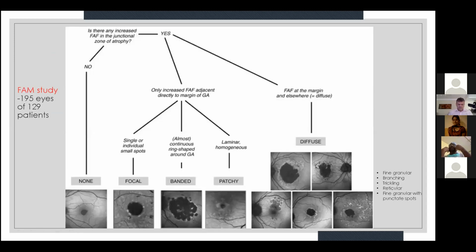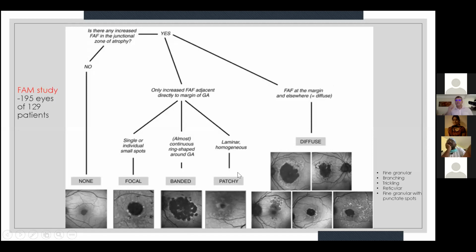There is a study called FAM, which is nothing but fundus autofluorescence patterns in ARMD patients. So they have studied 195 eyes in 129 patients, and they have grouped them into following types. So if there is an increased fundus autofluorescence in the junctional zone of atrophy, yes, then they grouped into two types. Either is it at the margin or margin as well as elsewhere. If it is at the margin in the form of single or individual spots, as you can see in this image, it is called focal type. If it is continuous in the form of a ring, it is called banded type.